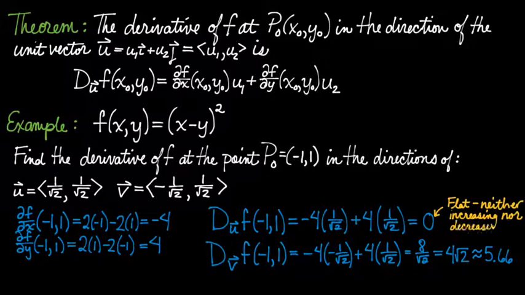Just like in one-dimensional calculus, a derivative of 0 means that if you stand at the point -1 comma 1 and walk in the direction of u, you are going neither uphill nor downhill. However, if you turned and walked in the direction of v instead, you would be going uphill, and the rate of change is 5.66. What does this look like graphically?